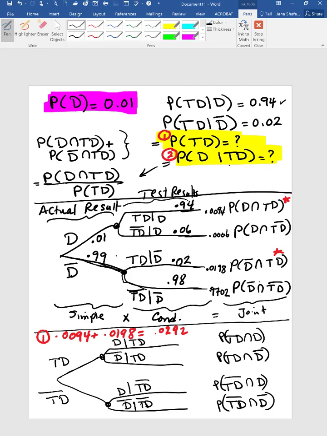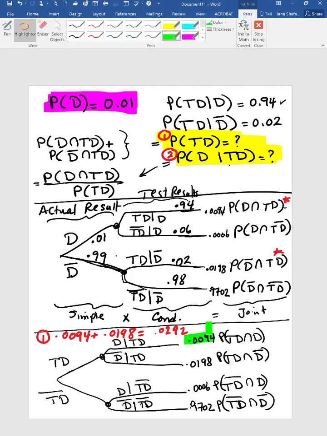Let's find these from the first diagram. TD and D was here, and that's 0.0094. This next one is TD and D bar. It's this one with the red star next to it, 0.0198. Next one is TD bar and D. That's this one, 0.0006. And the last one is 0.9702.